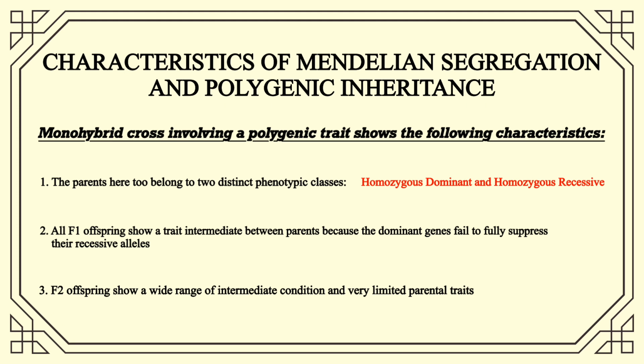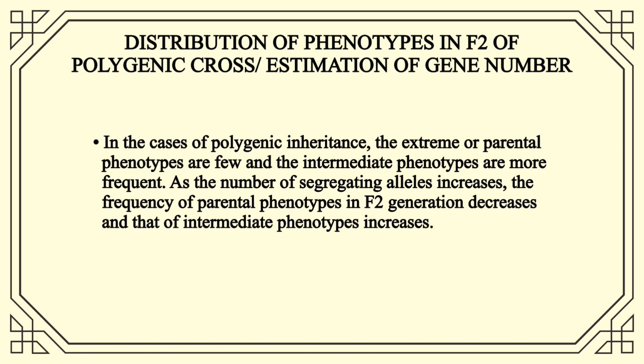Number 3, filial 2 offspring show a wide range of intermediate conditions and very few parental traits. Now let's proceed to the distribution of phenotypes in the filial 2 of a polygenic cross, estimation of gene number. In the case of polygenic inheritance, the extremes of parental phenotypes are few and the intermediate phenotypes are more frequent.